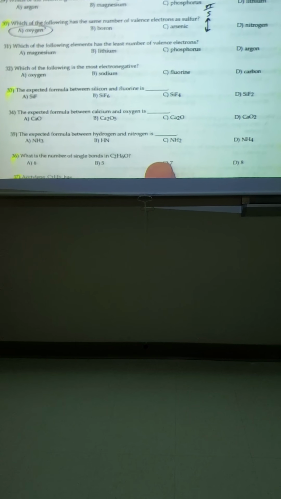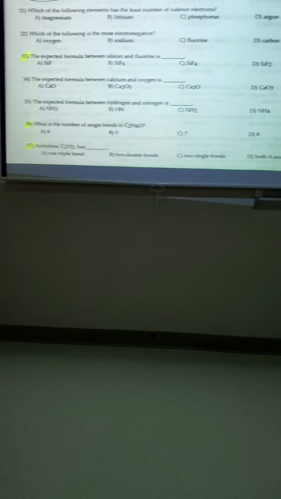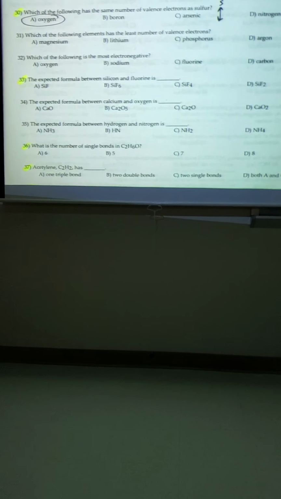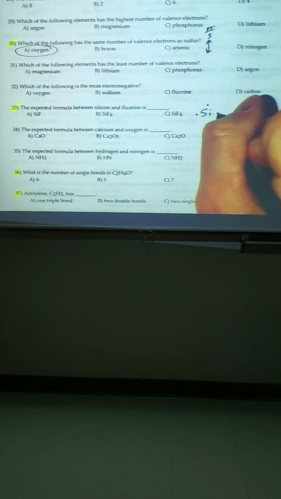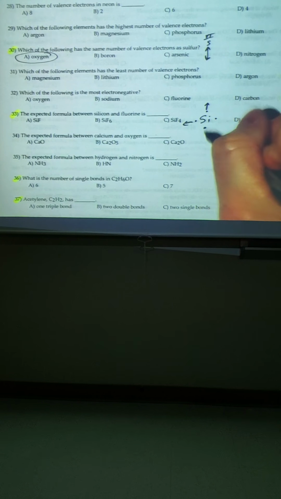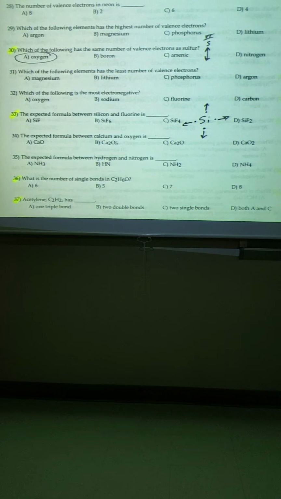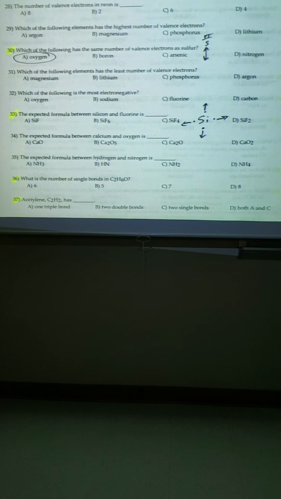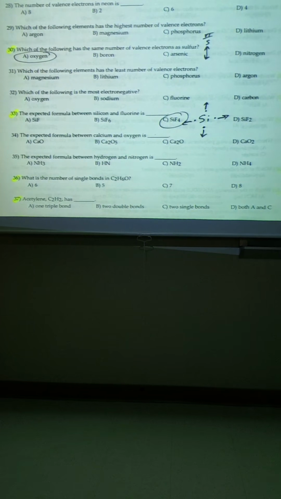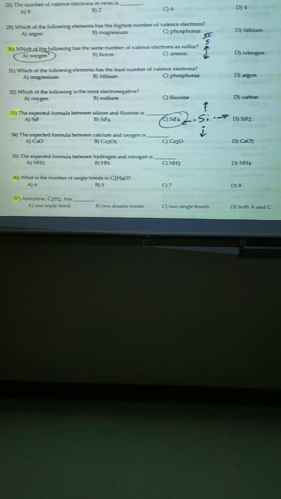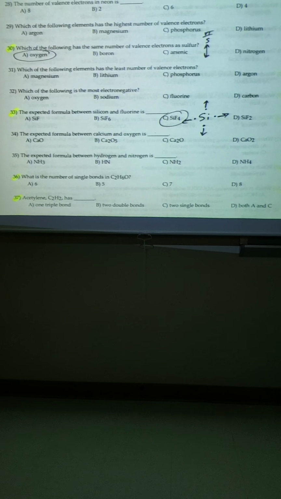Number 33. What would be the expected formula between silicon and fluorine? Well, draw silicon. Roman numeral 4 family, so it's going to have 4. That tells us it's going to want to share with fluorine 4 times. So find that SiF4. So it has 4, it needs 8. It's going to have to share with 4 fluorines to get 8.